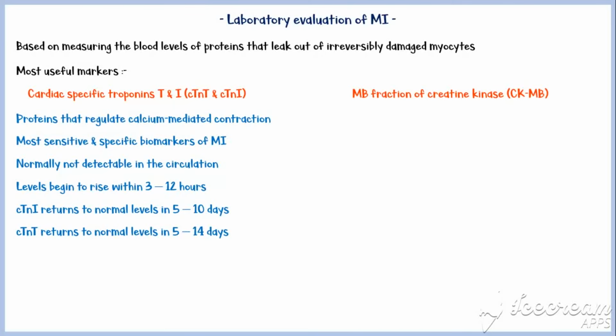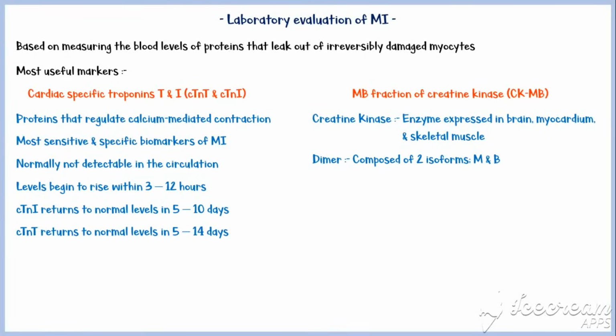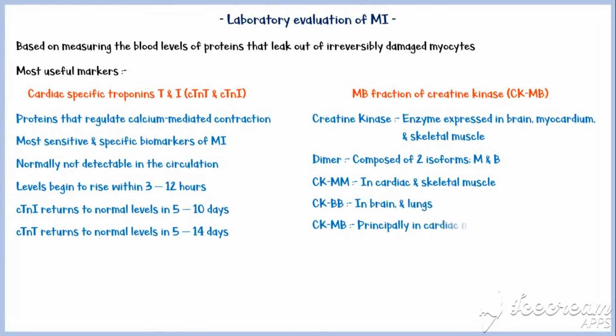Creatine kinase is an enzyme expressed in brain, myocardium, and skeletal muscle. It is a dimer, composed of two isoforms, M and B. CKMM is found in both cardiac and skeletal muscles. CKBB is predominant in brain and lungs. And CKMB is principally present in the cardiac muscle, but skeletal muscle also contains a lesser amount. Therefore, CKMB is a sensitive marker, but not specific.